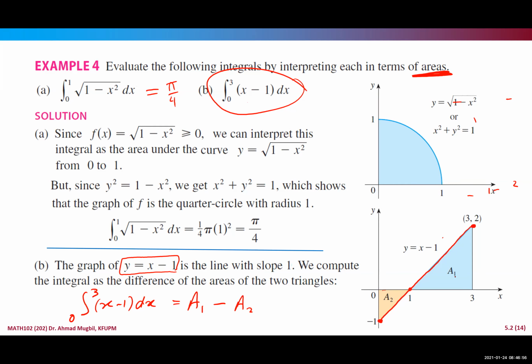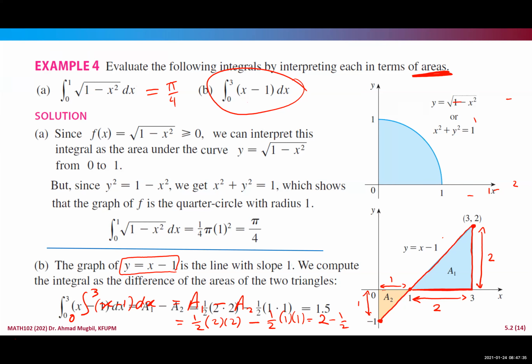Now, can you know what is the area above the x-axis, ya shabab? What is the base? It is a triangle. The base is what? What is the distance from here to here? It is 2. And from here to here, it is also 2. So A1 will be just what? A half times 2 times 2, minus what is A2? A2, the distance from here to here is 1. The distance from here to here is 1. So it will be a half times 1 times 1. So this will be what, ya shabab? It will be 2 minus a half. So it is 3 over 2, 1.5.